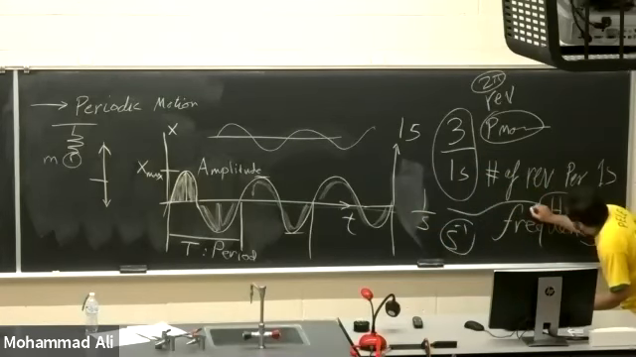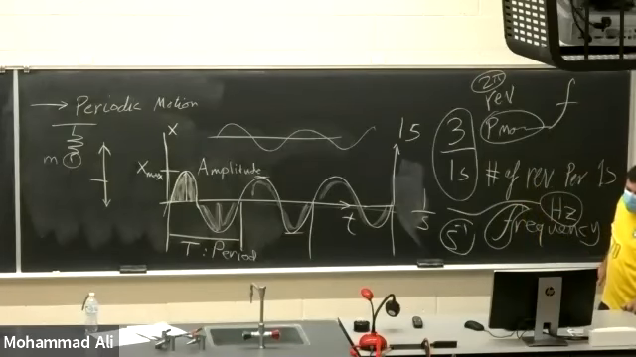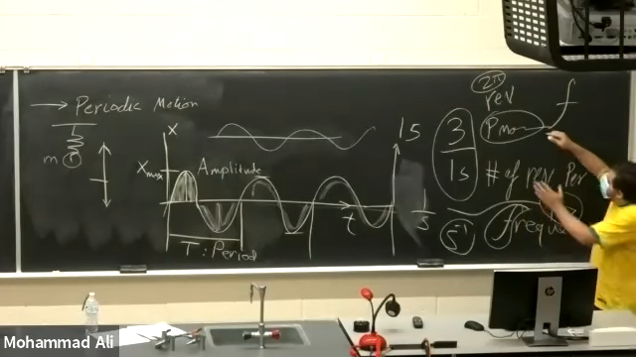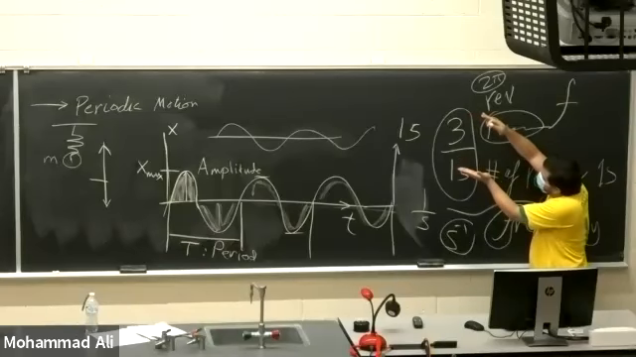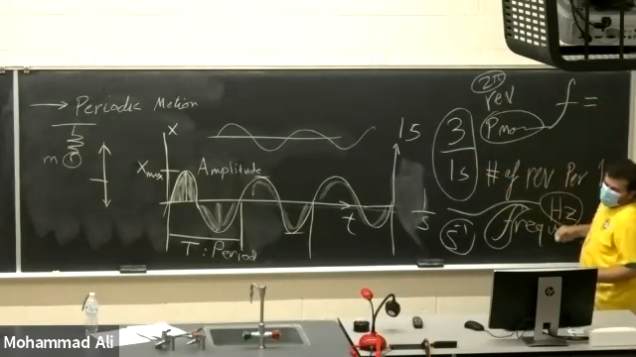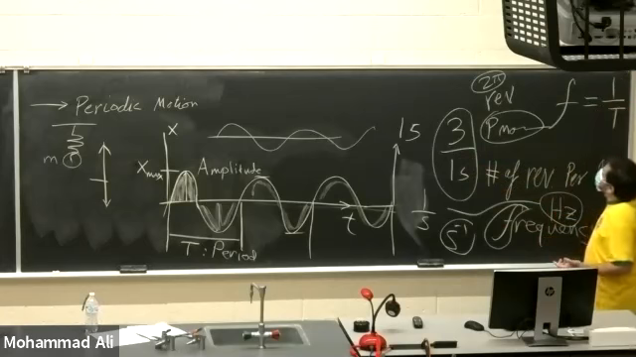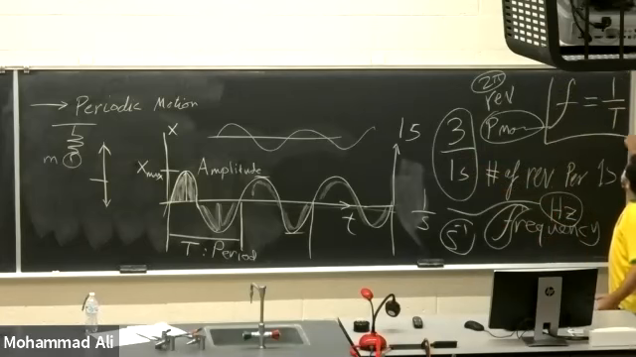Now we have the frequency, which is number of waves or rotations in a second, and its symbol is f. f is the frequency, which is number of waves per second. This will be equal, as a mathematical or physical formula, to 1 over the time period. It is simple.